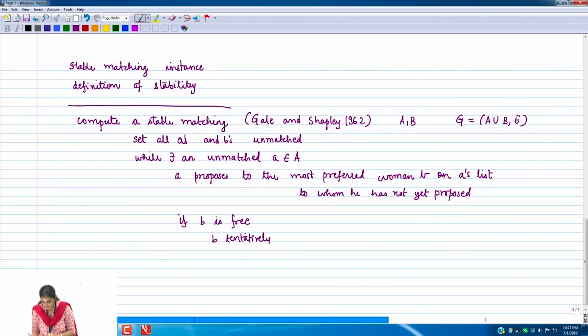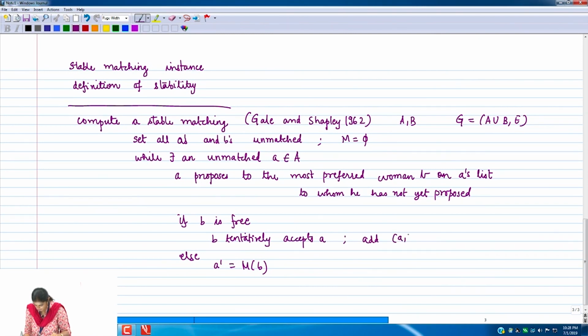And why do I say tentatively? Because if B gets a better proposal, she's going to reject the proposal from A. Else, let A prime be equal to M of B. Recall this notation. We said that there is a current matching that we are maintaining, M, which is empty. So I could have also said M is equal to phi, and then add AB to M.